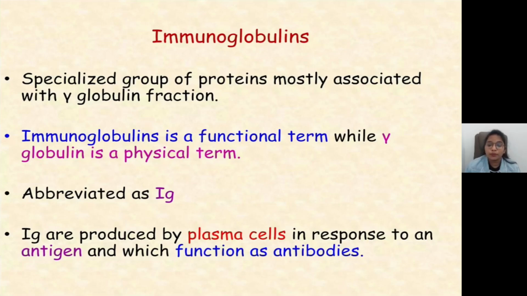IgG are produced by plasma cells, as I told you, immunoglobulins, right? Or we can also say serum cells. So from where will they be produced? They will be produced from plasma cells in response to an antigen, and they function as antibodies, right?